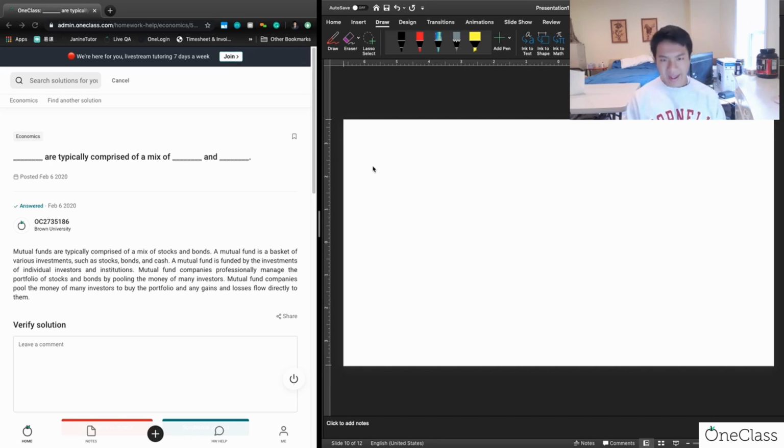And it has the advantage of allowing you to buy a slice of a very diverse portfolio without having to buy full stocks in all of these various companies, which might be very expensive. And also, a lot of times they have managers, so you don't have to manage the diversification very much yourself. So going back to the answer that the previous tutor provided, they're typically comprised of a mix of stocks and bonds, and that's generally true in terms of investing. Stocks and bonds are predominant types of financial instruments. A mutual fund is a basket of various investments, such as stocks, bonds, and cash. A mutual fund is funded by the investments of individual investors and institutions, right?